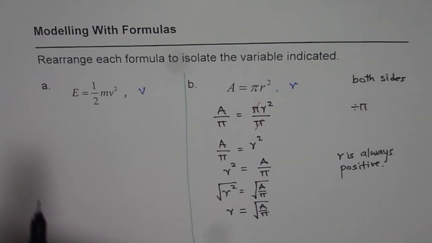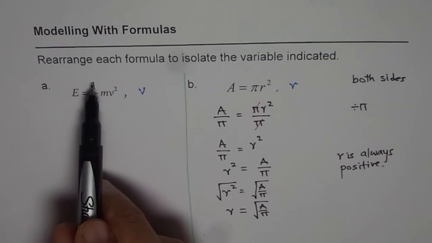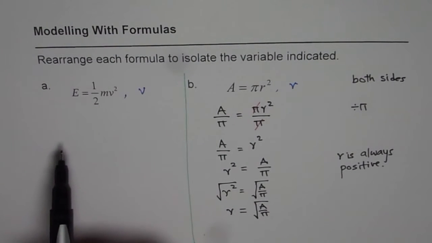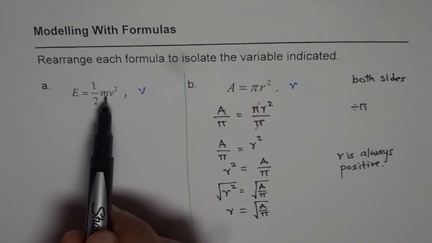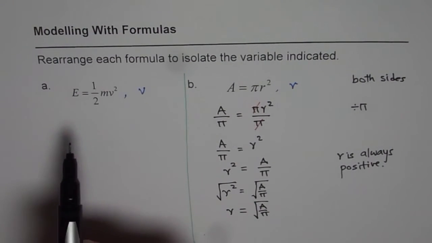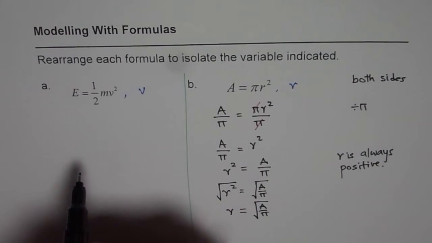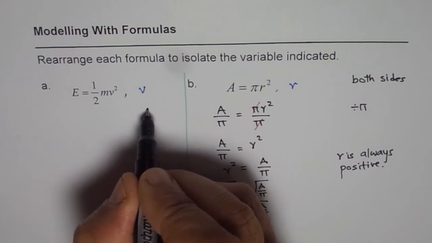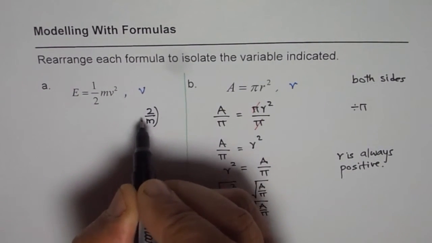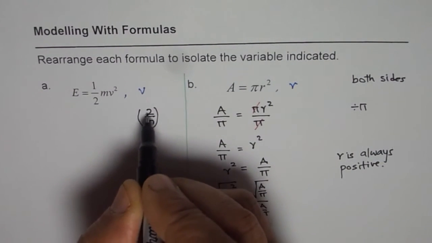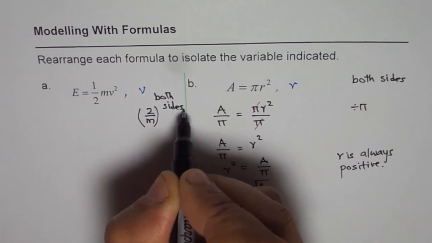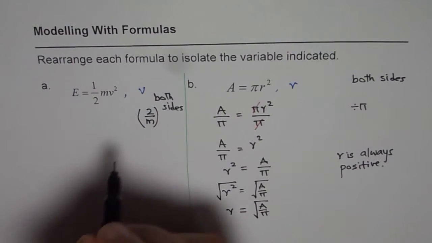Let's do similar steps and isolate v in E equals half mv squared. We have one extra thing here, that is the half on the right side. Now how to get rid of this half? We should multiply by 2. And how to get rid of m? We should divide by m. So what we can do is either we do 2 steps, or we can multiply by 2 over m on both sides. Do you understand? So we'll multiply it by 2 over m on both sides. So that is the strategy to be followed here. Or you could do it in 2 steps also.